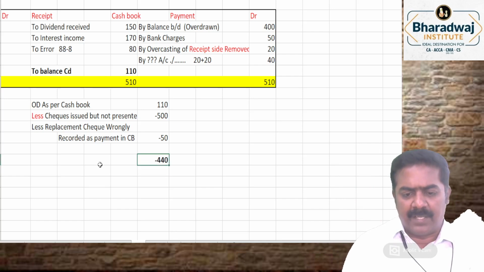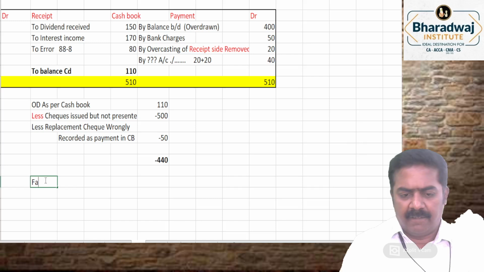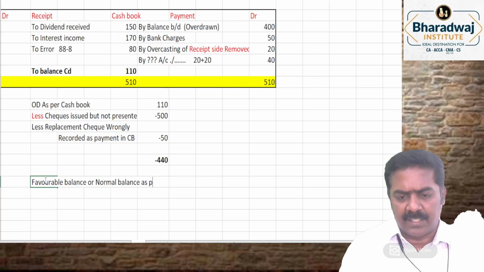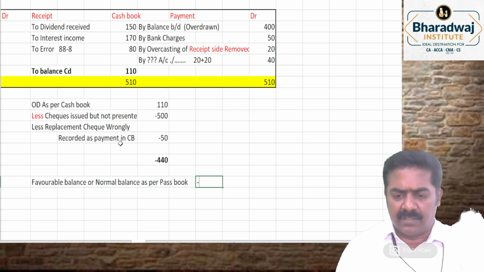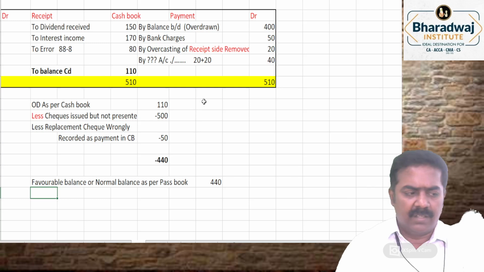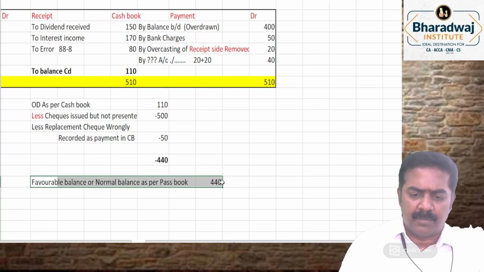So when OD becomes negative, it will be called as what? Favorable balance, or normal balance. As per which one? Positive. When the OD starting answer becomes negative, it becomes favorable balance as per positive.